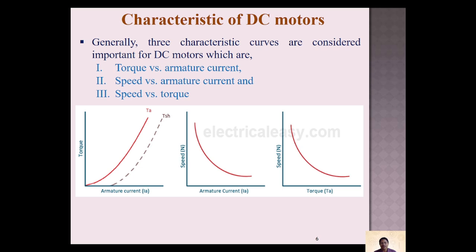Then speed and armature current. Whenever speed is required, the current also increases. When the speed becomes higher or with a low load, then less current is used. If you compare the speed versus torque, it is a replica of the speed versus armature current curve.